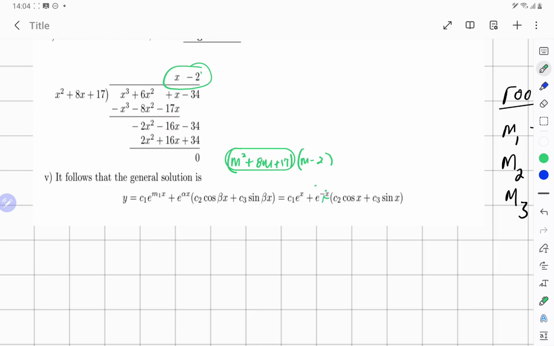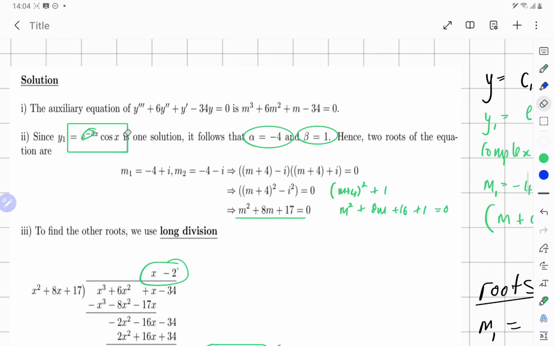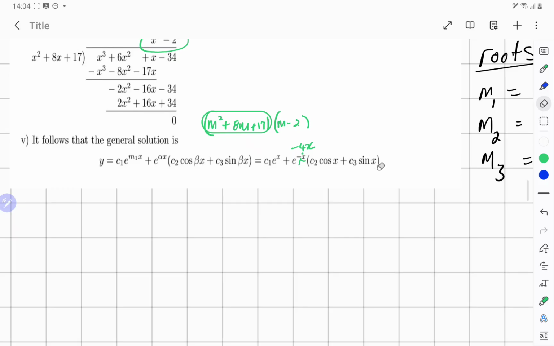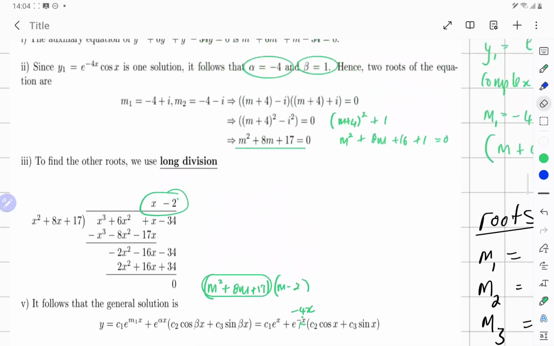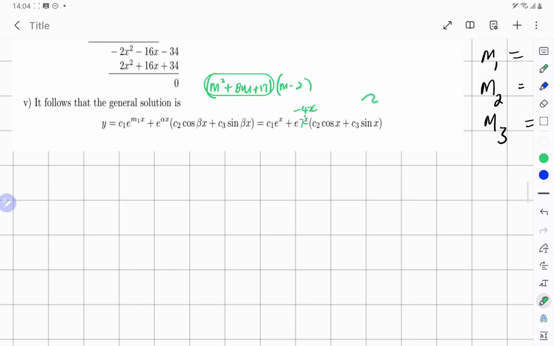That should read as -4x. Why? Remember that was given. And then we have the plus c3 sine x. Why? Because if I go back, my alpha was -4. My alpha was -4 and my beta was 1. So there I have that factor. Now I just need the -2, the 2. So let's maybe just take this one out.